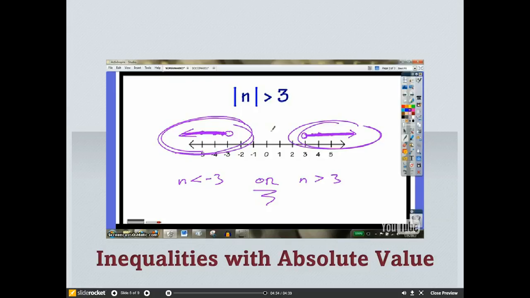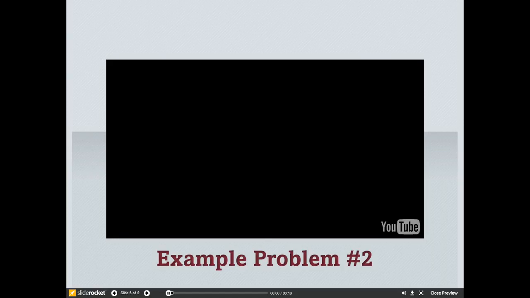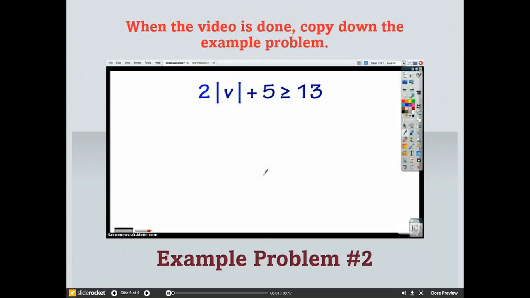Alright, so that's a little bit about inequalities with absolute value. Let's take a look at the next example on the next slide. Alright, so let's take a look at this next example.